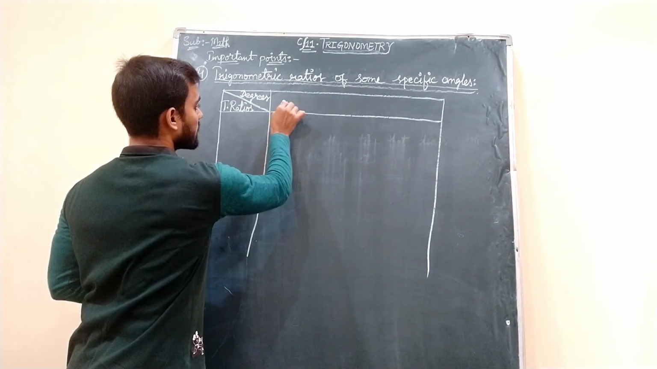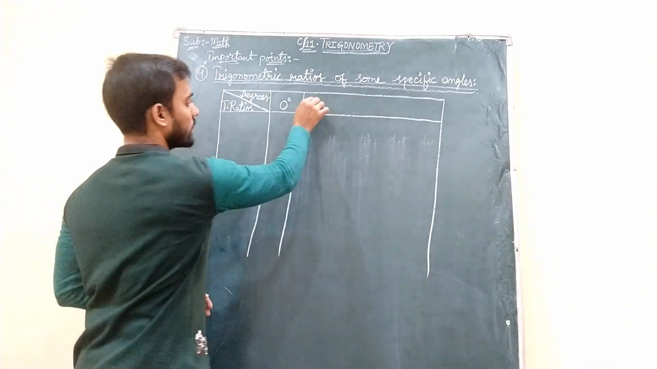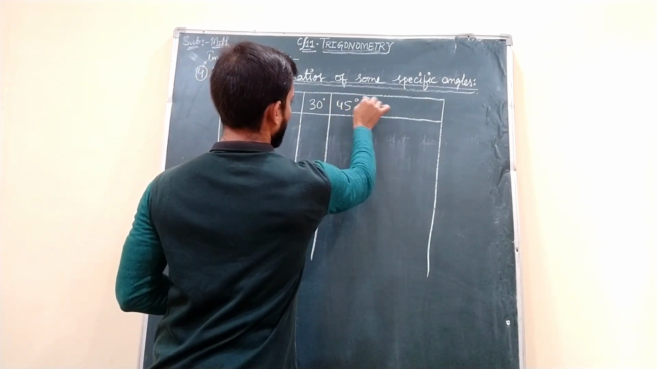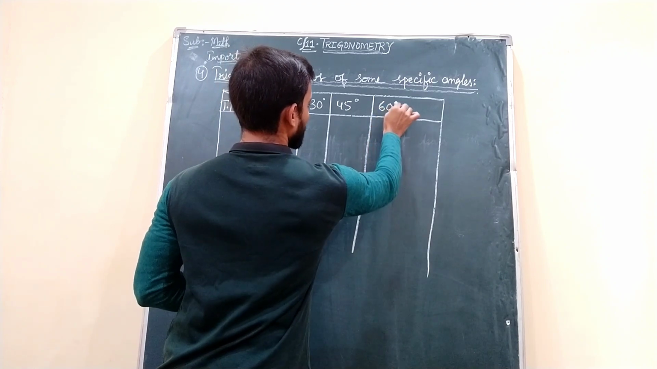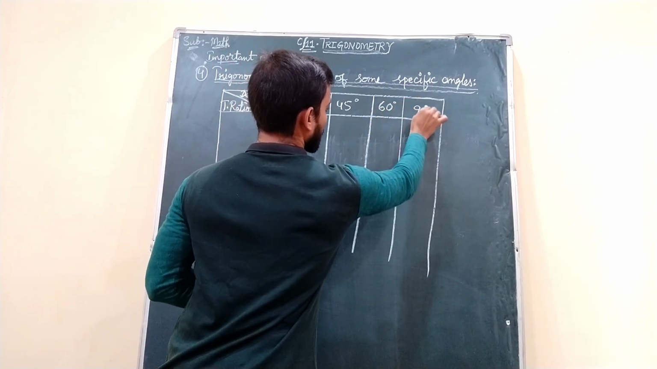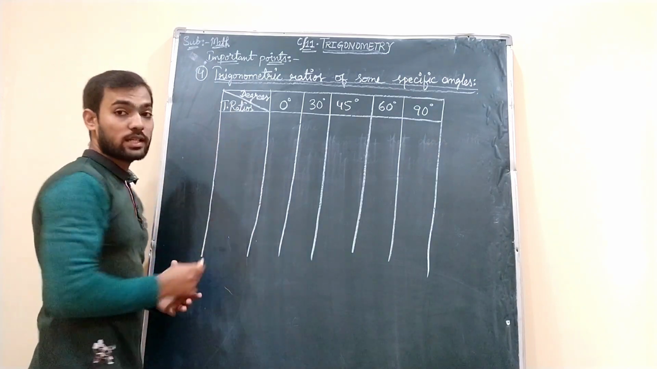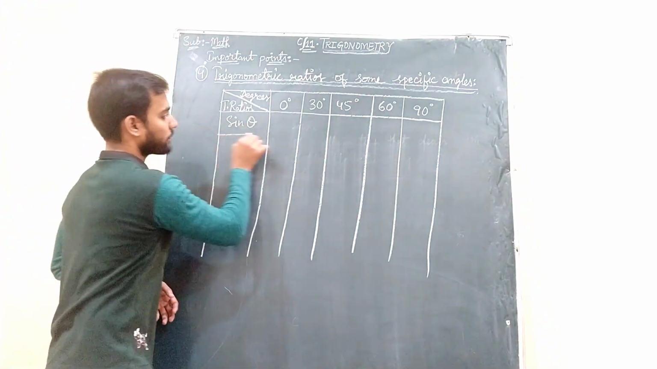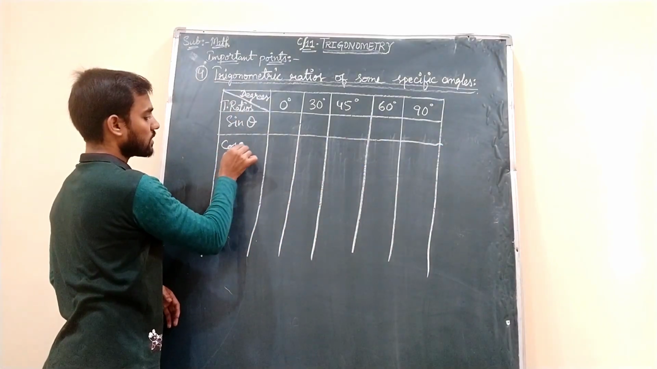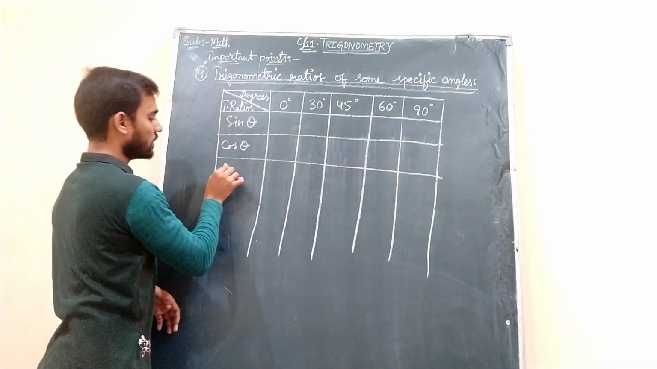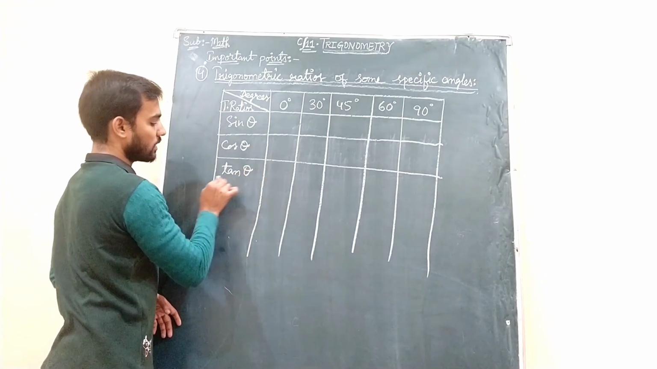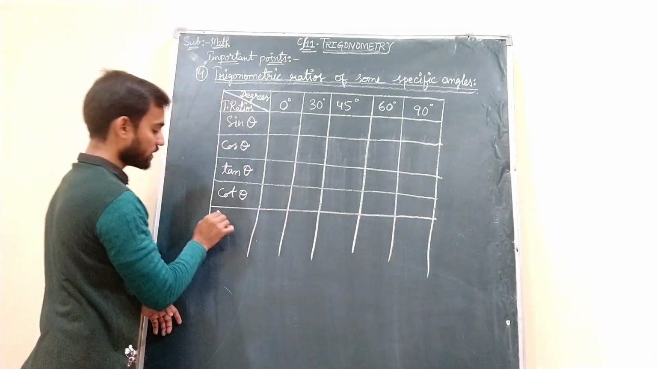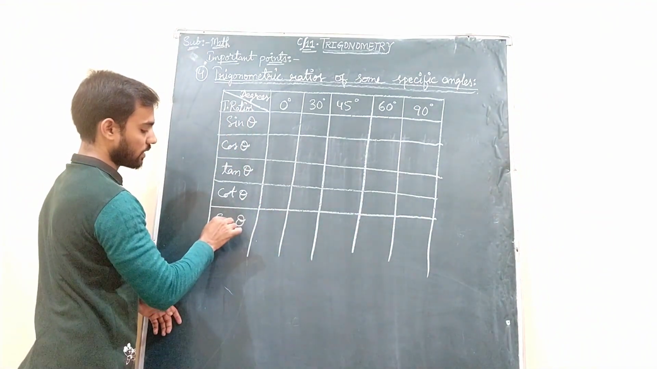So the first one is 0 degree. Next one is 30 degree. Then 45 degree. Then 60 degree. Last one 90 degree. So what is the sequence of the trigonometric ratios? Let's see. First one is sine theta. Next one is cos theta. Then tan theta. Then cot theta. Next secant theta.